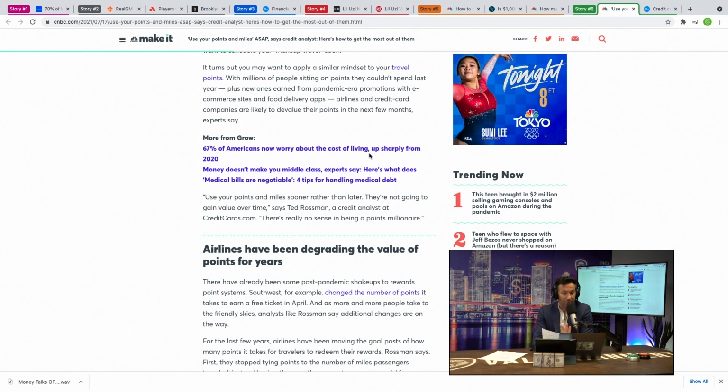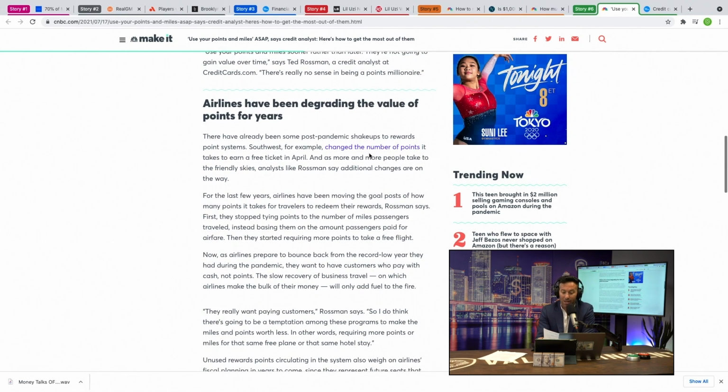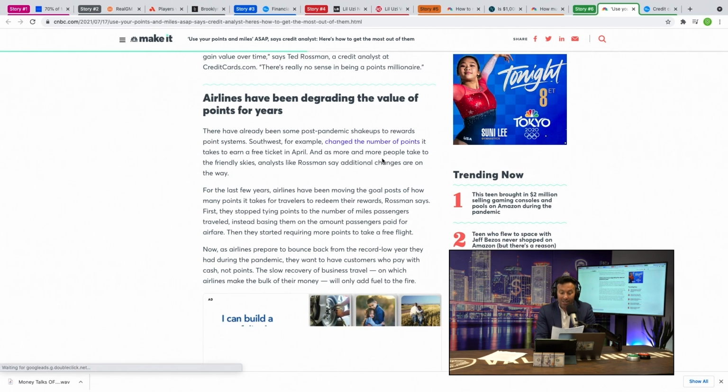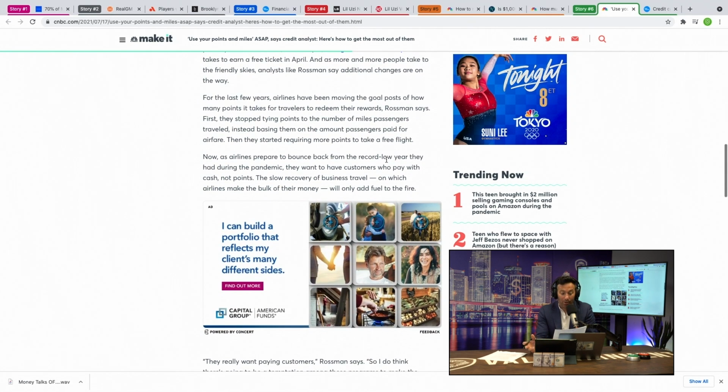Nothing's free these days. So, you know, take a deal when you got it. So here's a little background, a little context. For years, airlines have been moving the goalposts on how many points it takes for travelers to redeem their rewards.